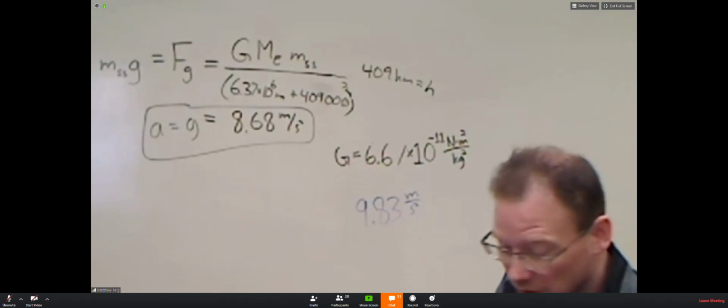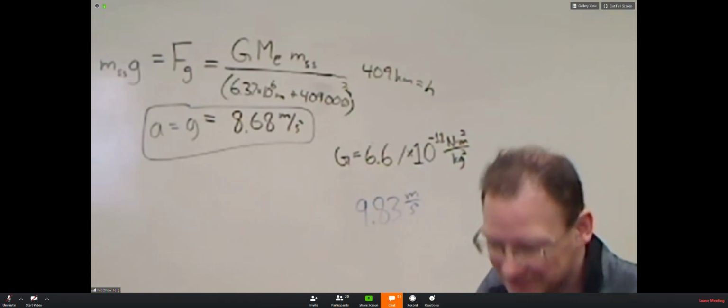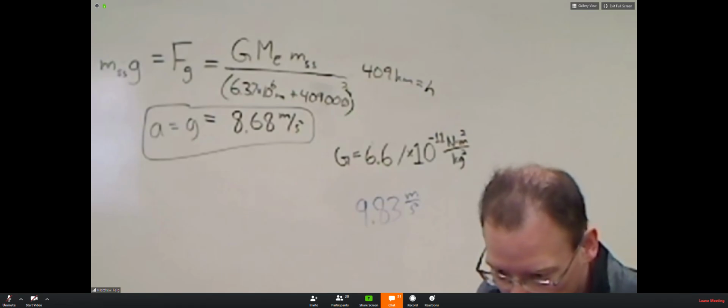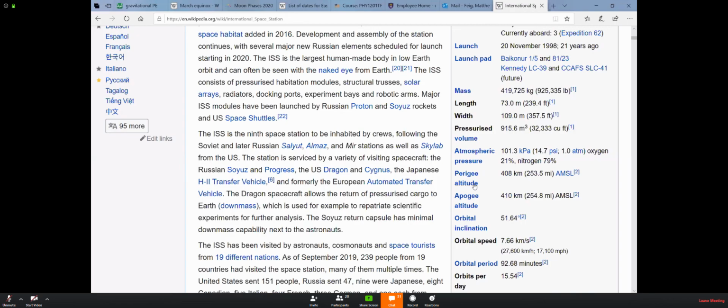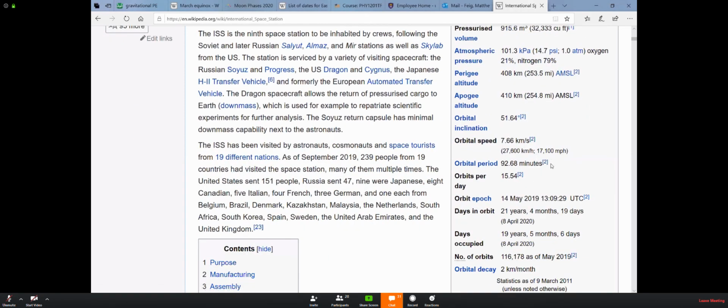How long does it take the International Space Station to orbit the Earth one time? I'm not going to do the calculations, I'm just going to show you the answers because I think they're on this page. Here's the altitude information again. What's the orbital speed? Around 7.6 kilometers per second. And what is the orbital period, the time to complete one orbit? 92.68 minutes. Due to the acceleration of the Earth, the International Space Station orbits the Earth once every hour and a half.